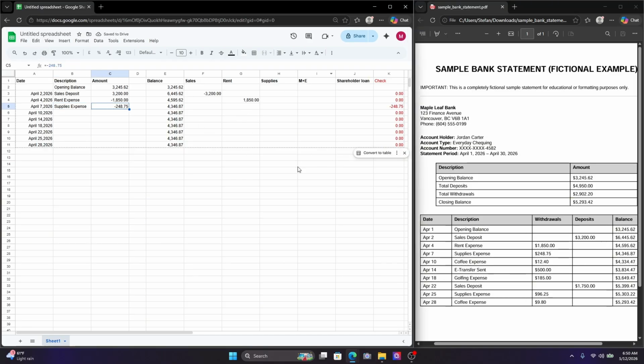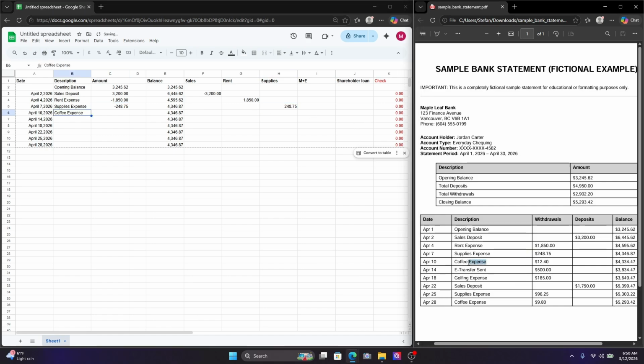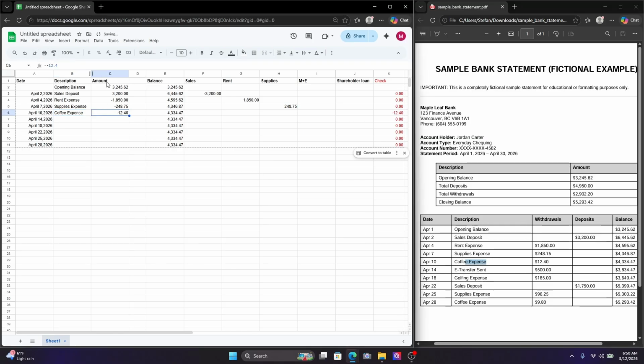Which account will this apply to? It'll apply to your supplies account. And again, looking at the check, it's 0. You go through coffee expense, okay? Again, it's negative. Our coffee, we paid for coffee.